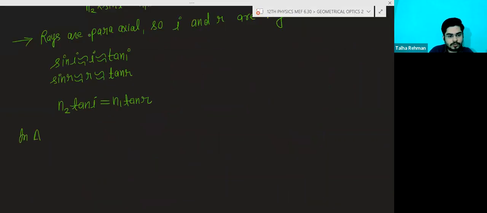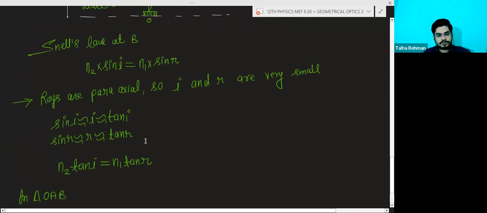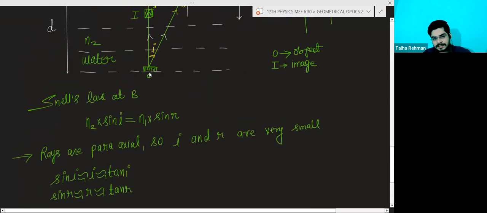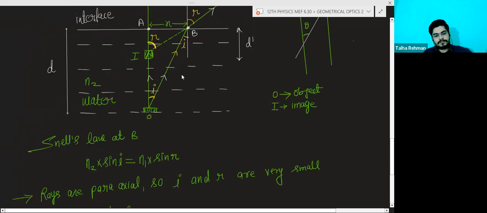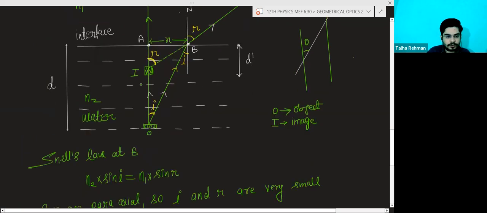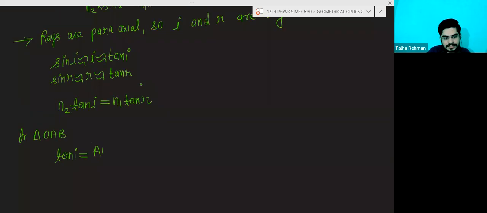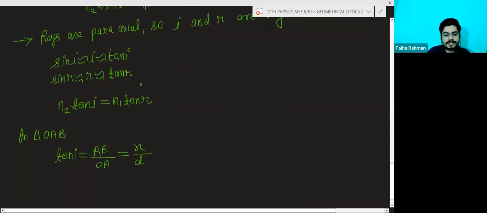In triangle OAB, we want to calculate tan I. Tan I will be AB divided by OA, perpendicular divided by base of this triangle. AB we have assumed x and OA is D. So tan I is x divided by D.